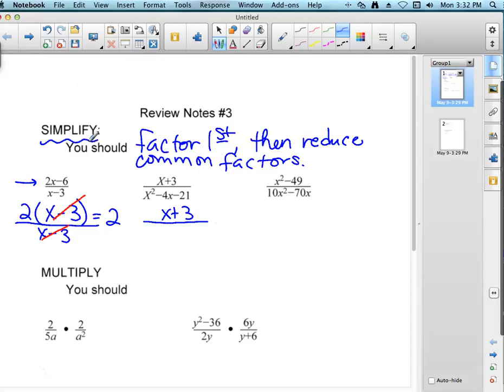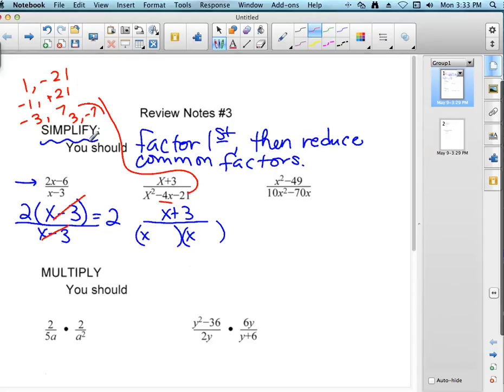Our second example, there's nothing we can do on the top, so we're going to leave that as x plus 3. But we can factor that trinomial that's on the bottom. Our x squared, we would split into an x times an x. And then we need numbers that multiply to be negative 21. So let's think about that. To get a negative 21, you could use 1 times negative 21, or its opposite, negative 1 times positive 21. We could use negative 3 and 7, or its opposite, 3 and negative 7. Since we're trying to get a negative 4 here, we're going to need to use that option. So we need a positive 3 and a negative 7.